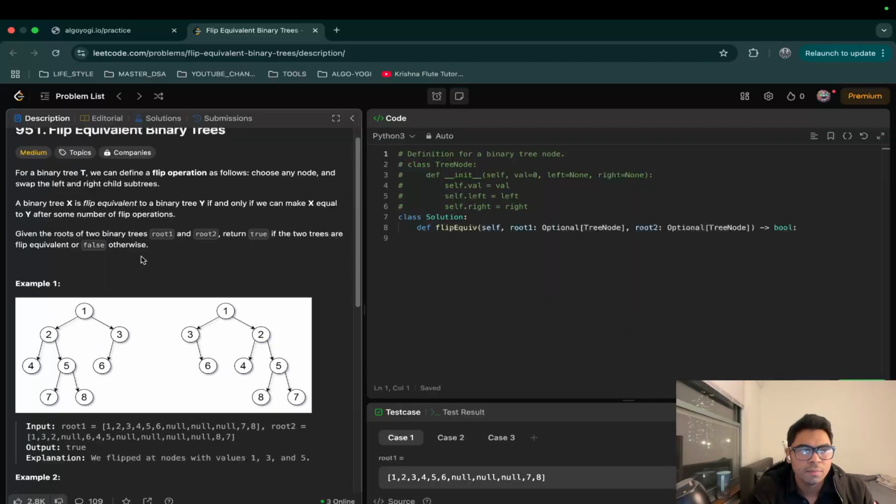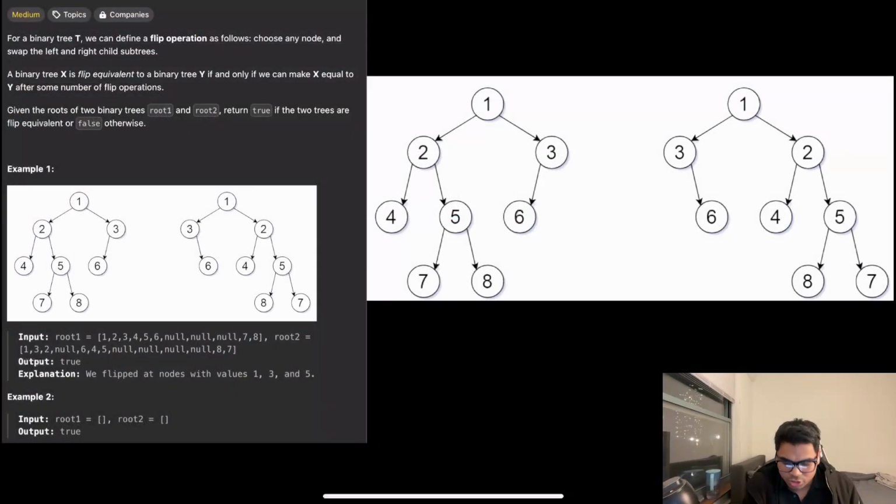So basically, it's just checking two things. First, in order to see if two trees are equivalent or could be converted to equivalent trees, their root value has to be the same, right? Root value is the same, and their left subtree is equal to the left, and right to right, or left to right and right to left.